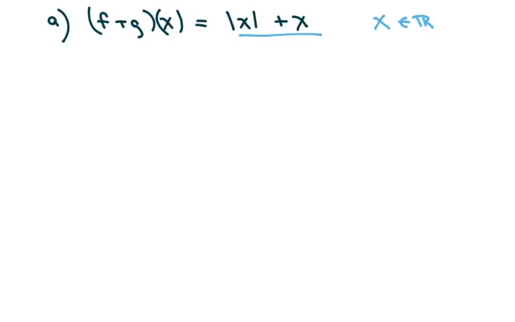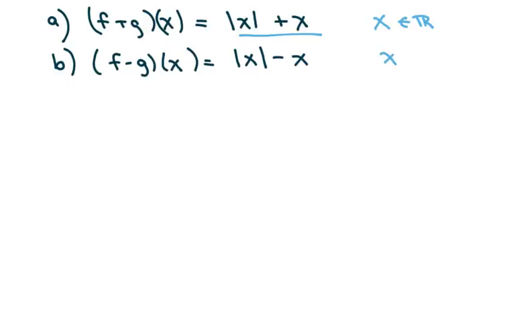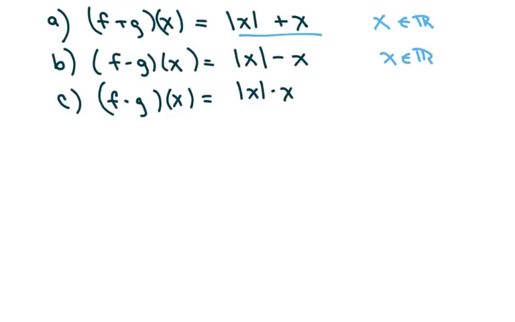And for b, f minus g of x is going to be the same kind of thing. And the domain is all real numbers. And then we're going to multiply these two. f times g of x. And that's just going to be absolute value of x times x. And the domain of that is all real numbers.